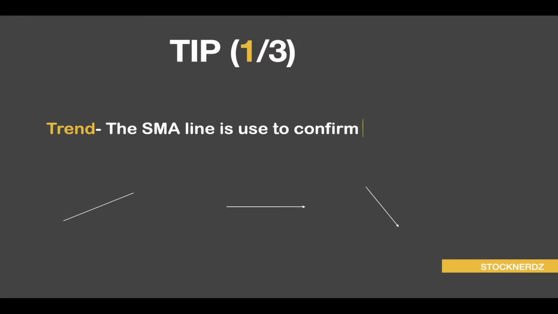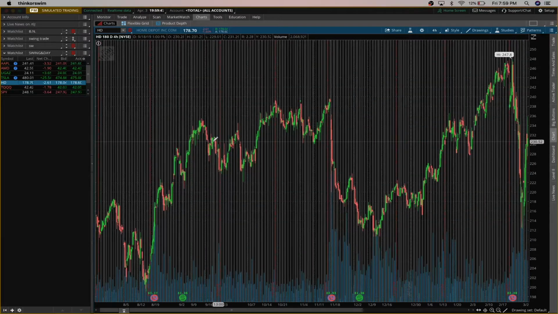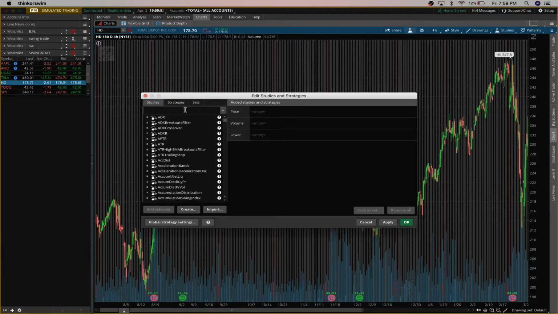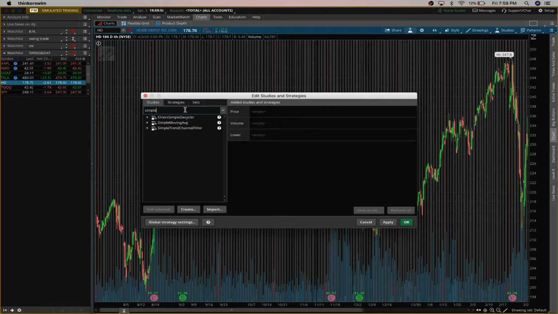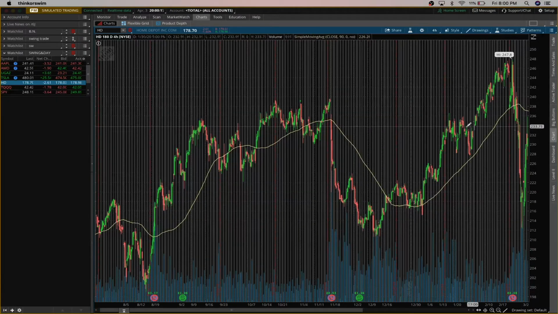So tip number one is trend. The SMA indicator always confirms the trend, because sometimes when you're trading without an SMA indicator, it might be hard to see if it's an uptrend, downtrend, or a sideways trend. But putting that SMA indicator on there will show you the direction of that trend.